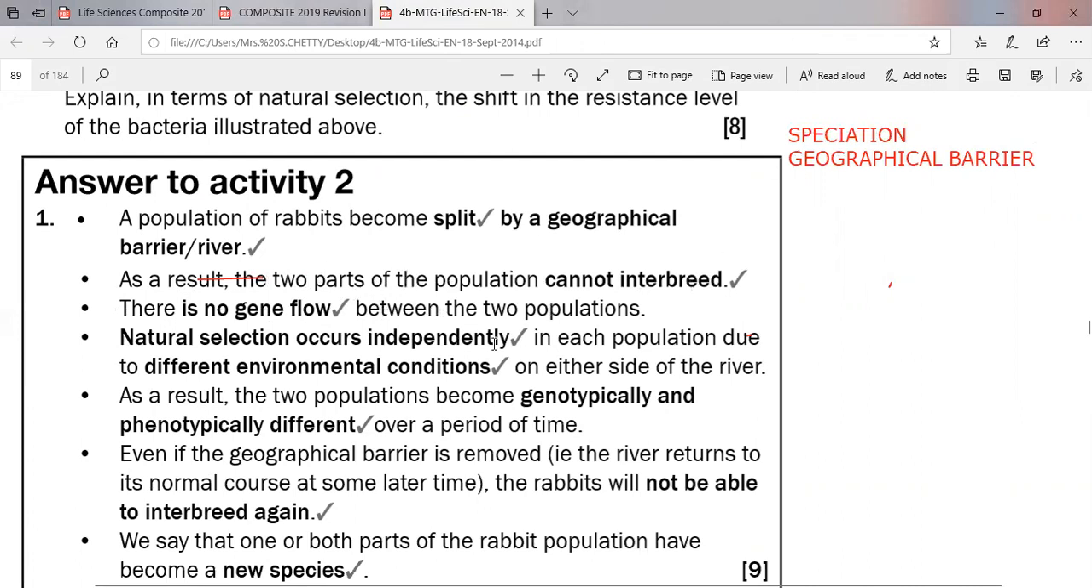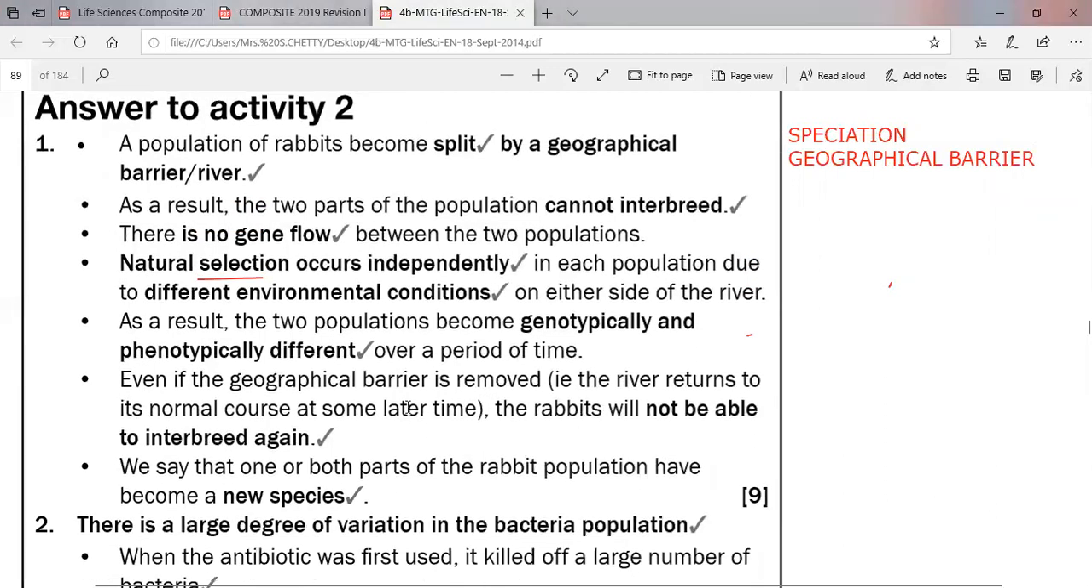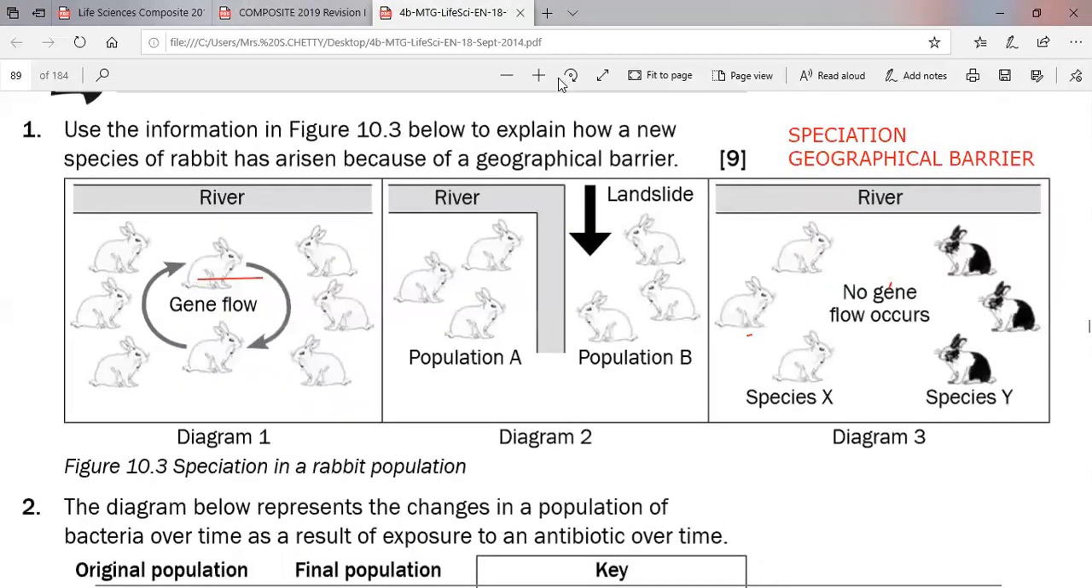Natural selection occurs independently in each population due to different environmental conditions. As a result, the two populations become genotypically and phenotypically different from each other. Even if the geographical barrier is removed, in this case the river returns to its normal course, the rabbits will not be able to interbreed again. We say that one or both parts of the rabbit population have become a new species. Okay, good. Let's look at one more question on this here.